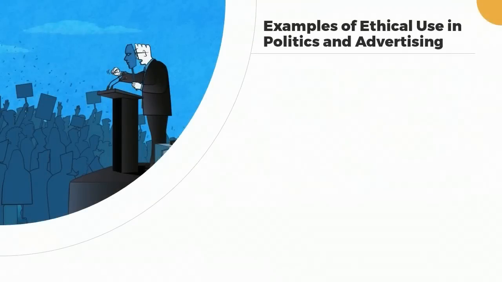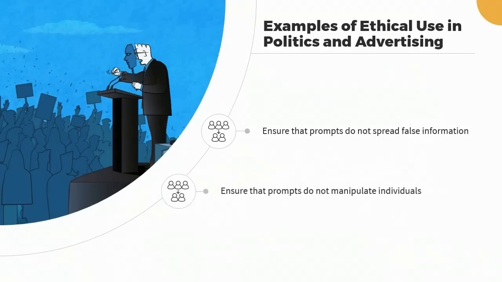Especially in spheres such as politics and advertising, the use of prompts to influence people's perceptions, beliefs, and behaviors can be a real concern. So to do your part, make sure that prompts do not spread false information. In politics and in advertising especially, unethical use of prompts could lead to the manipulation of public opinion and even influence election outcomes. For example, if a political campaign uses ChatGPT to generate biased or misleading information through prompts, it could have a significant impact on voters' perceptions and decisions.